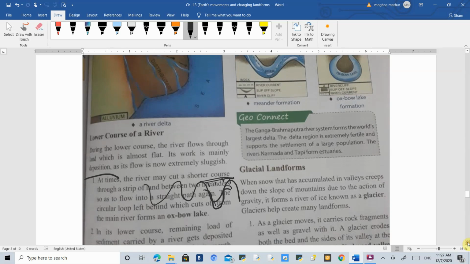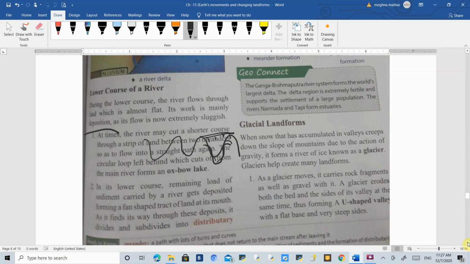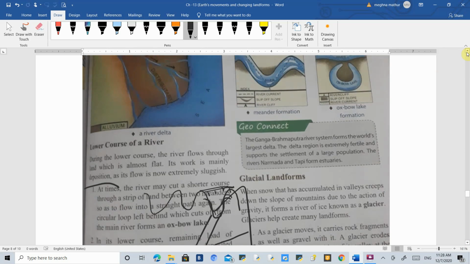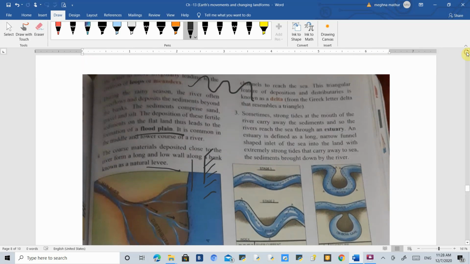Now the water flow is very less. Sometimes the river divides into distributaries. These are called distributaries, and they take the shape of a triangle, which is called a delta. So a delta also you will see when the river reaches the lower course of a river.